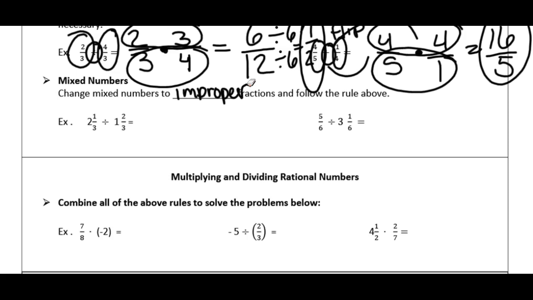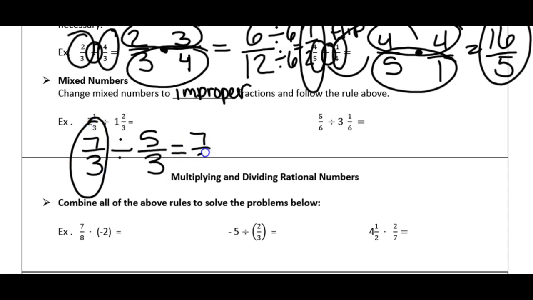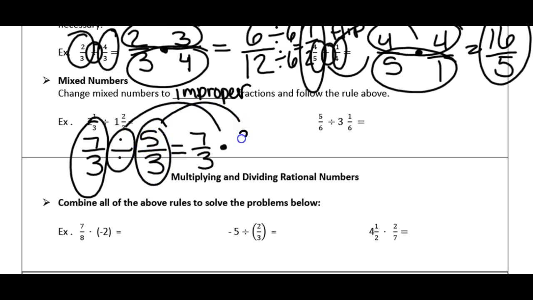2 times 3 plus 1 is 7. 7/3. These are the same fractions we actually had in the multiplying section. And then 1 and 2/3 would be 1 times 3, which is 3 plus 2. And that ends up being 5/3. Now, because it's a division problem, we're going to follow the rules for division. Keep the first one the same, 7/3. Change division to multiplication. Change 5/3 to its reciprocal, which is 3/5.